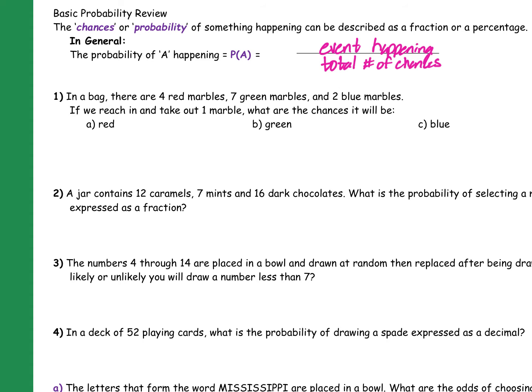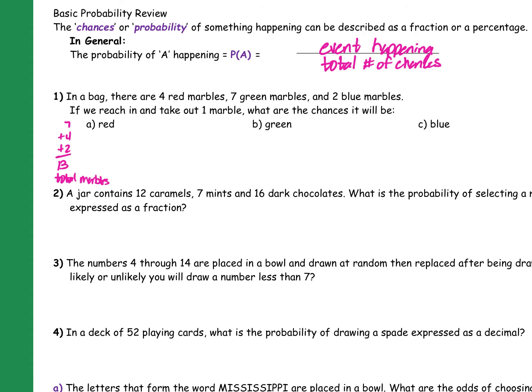So, how many total marbles do I have? 13. I have 13 total marbles, right? I have 7, 4, and 2. So 7 plus 4 plus 2 is 13 total marbles. Okay, is everyone okay with that?